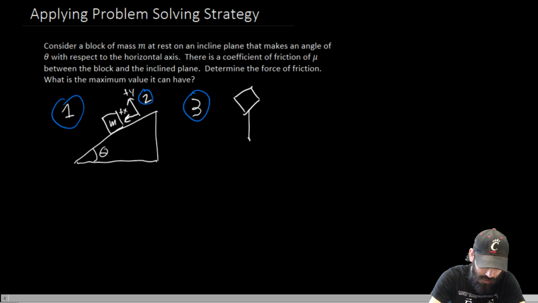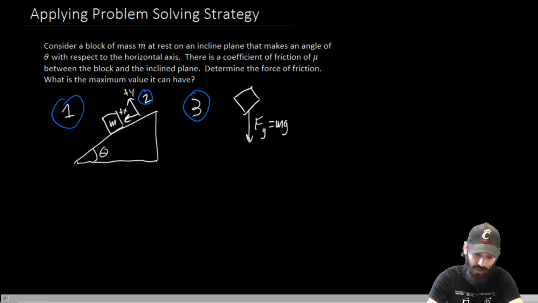So we know that there's going to be gravity acting here. I'm going to say that this force of gravity is going to be equal to the mass times the acceleration due to gravity. This is going to be pointing straight down. This is always pointing straight down.